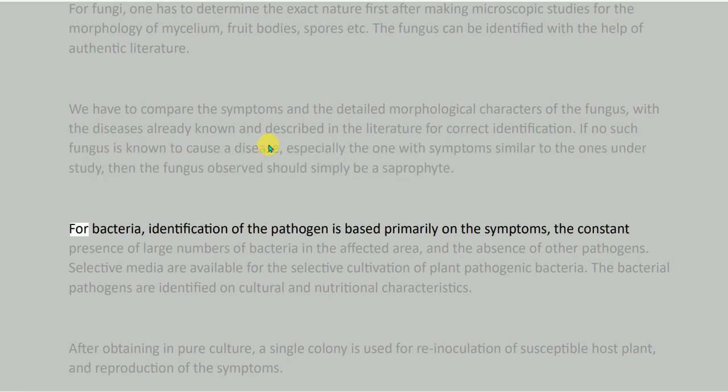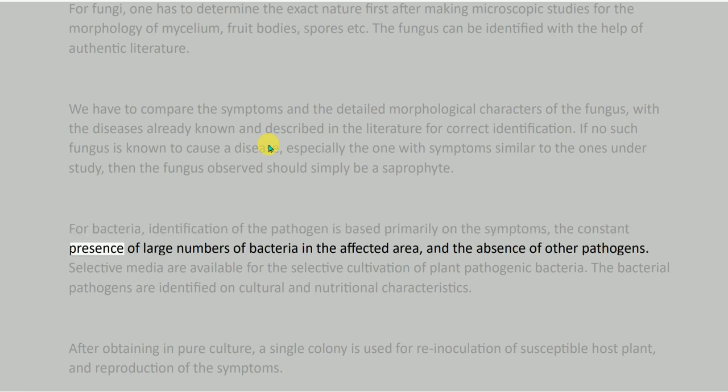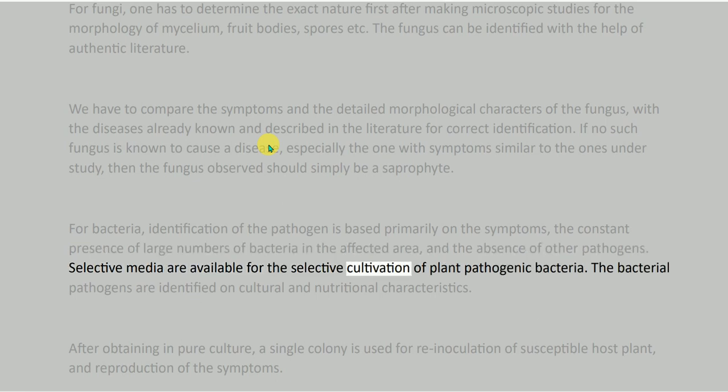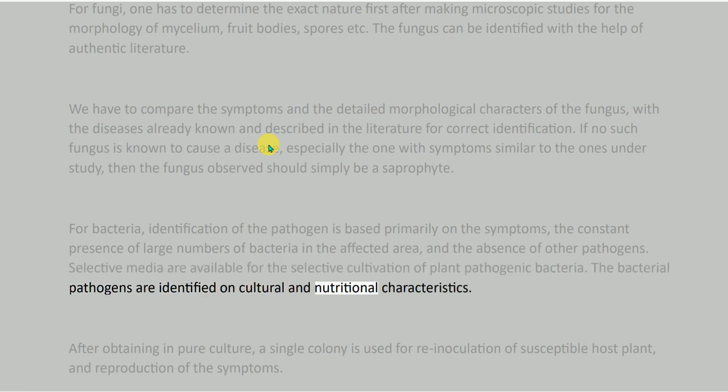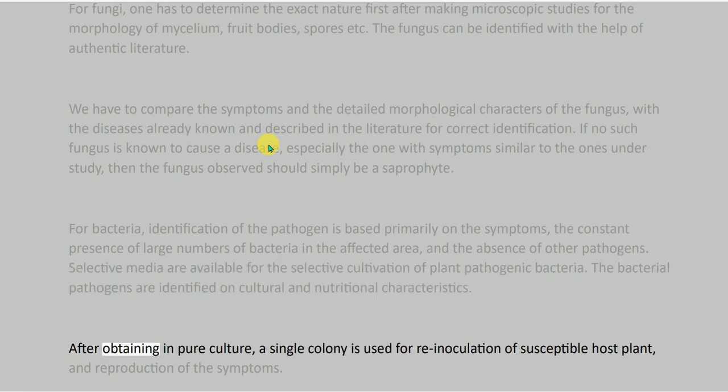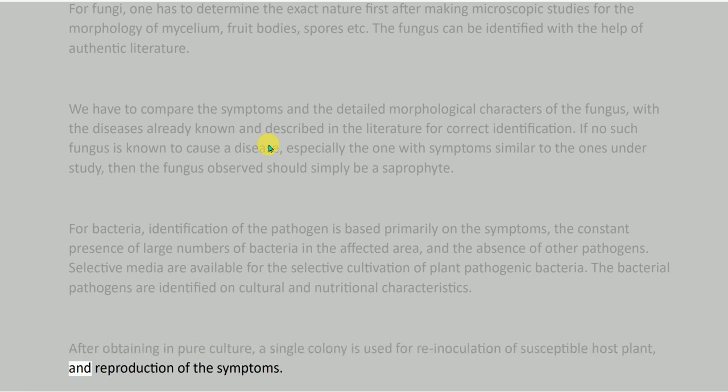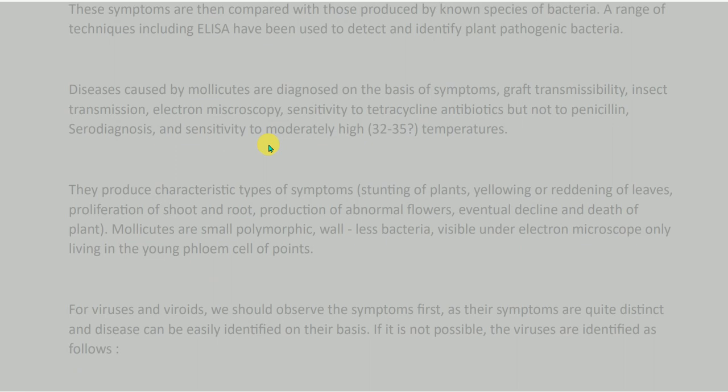For bacteria, identification of the pathogen is based primarily on the symptoms, the constant presence of large numbers of bacteria in the affected area, and the absence of other pathogens. Selective media are available for the selective cultivation of plant pathogenic bacteria. The bacterial pathogens are identified on cultural and nutritional characteristics. After obtaining in pure culture, a single colony is used for reinoculation of a susceptible host plant and reproduction of the symptoms. These symptoms are then compared with those produced by known species of bacteria. A range of techniques including ELISA have been used to detect and identify plant pathogenic bacteria.